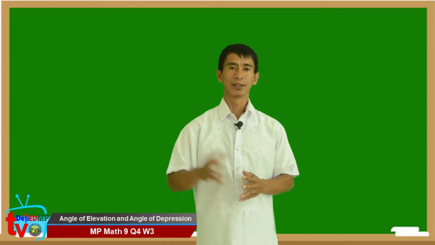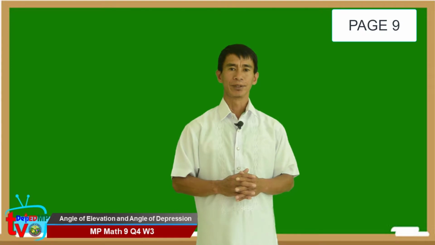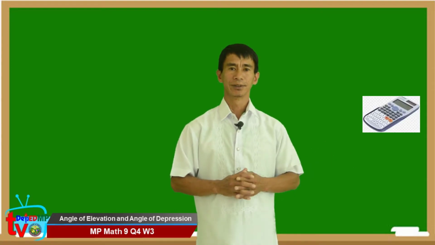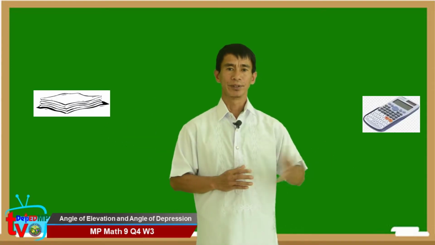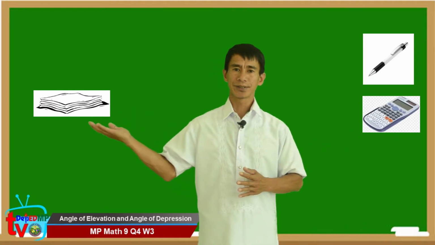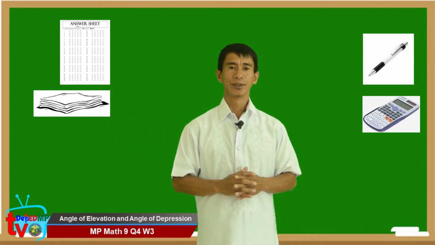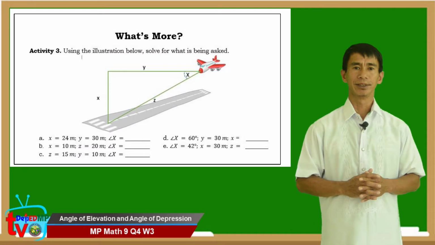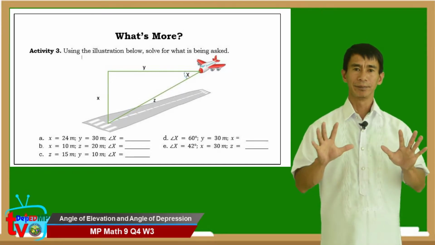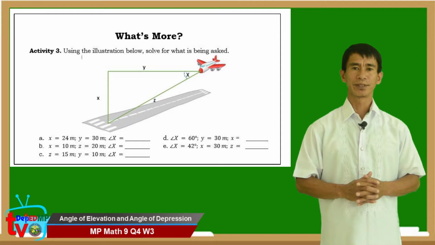Open your module on page 9. Using your calculator, scrap papers, your pen, and your answer sheet, kindly do What's More, Activity 3, using the illustration given by finding what is being asked. You can do this part in 10 minutes. Pause this video and get started.